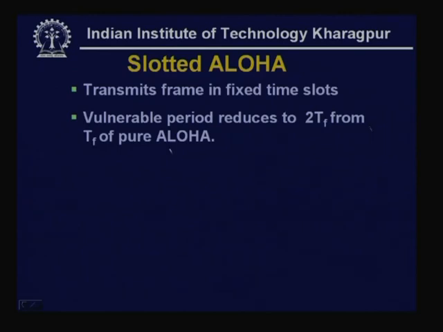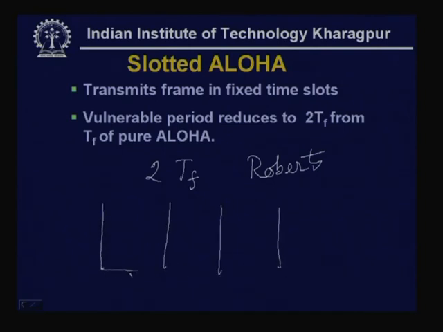Now, we have seen that in the previous case, which is known as pure Aloha, the vulnerable period is 2 into T, that is your transmission time. Now, Roberts proposed a technique which is known as slotted Aloha, and in this technique the time is divided into equal slots. Then the packet transmission can be started only at the beginning of the time slots, here, here, here or here, not in between.